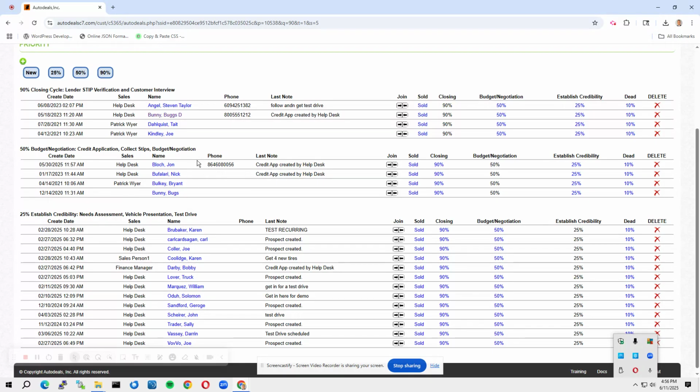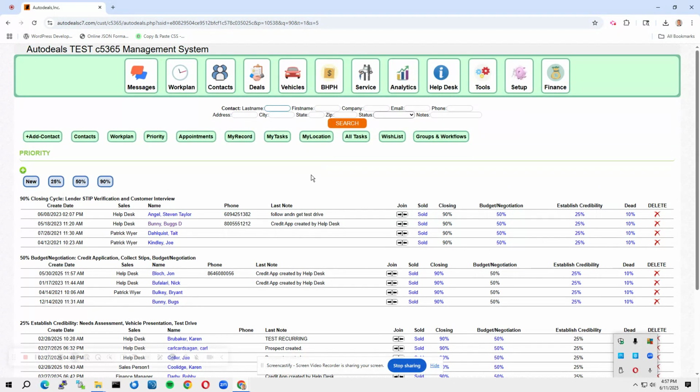Then when you have agreement on the price, you go to 90%. In that case, you're in the closing cycle. If there's a potential third-party lender or leasing company, they would be doing their verifications, possibly doing the customer interviews, and maybe the final money would be collected. So you can go from 25% to 50% to 90%, and you can effectively manage your entire sales force and your entire company with this page, and literally only take minutes per day.